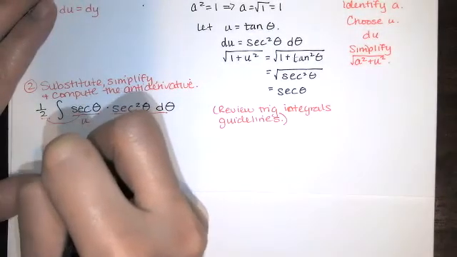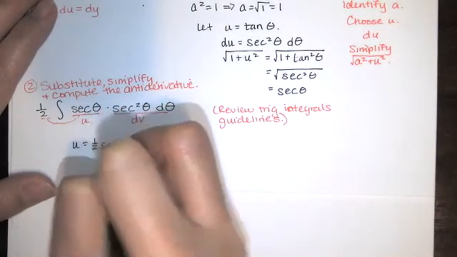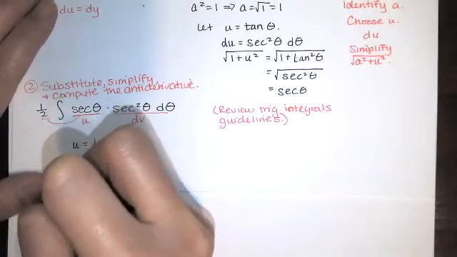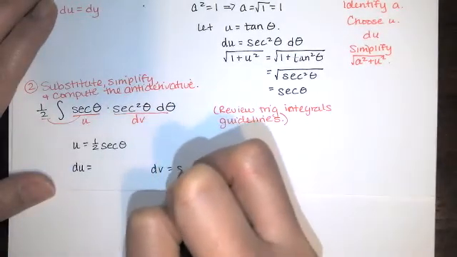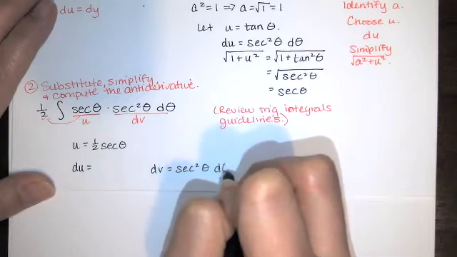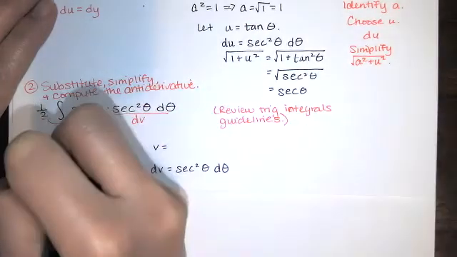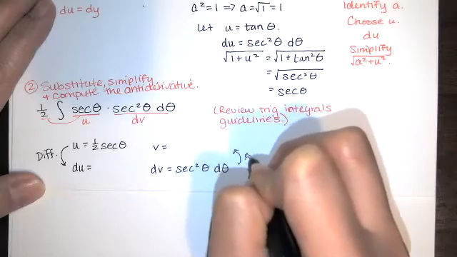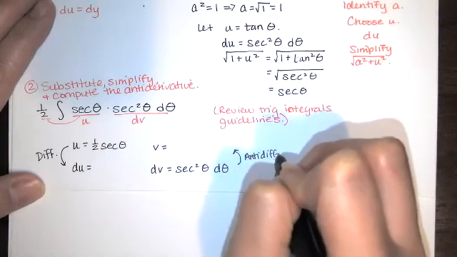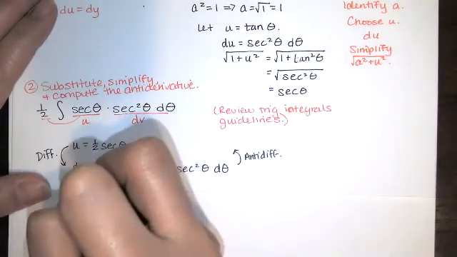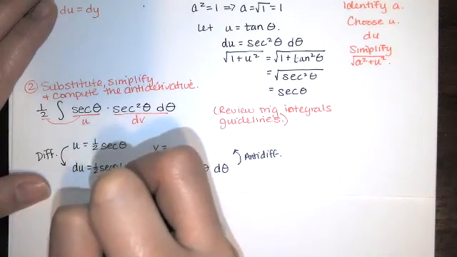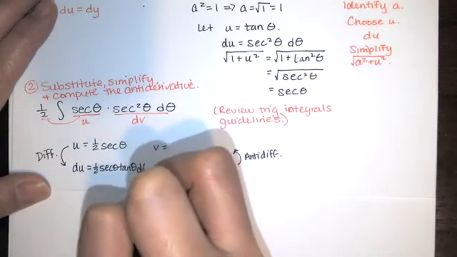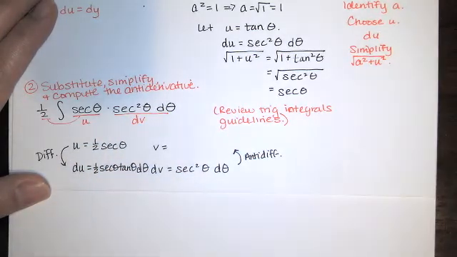So we've got u equals 1/2 of secant of theta, and we need to compute du. dv is secant squared theta d theta. We want to differentiate to find du and anti-differentiate to find v. The derivative of secant of theta is secant of theta times tangent of theta d theta, or du is the derivative times d theta, and dv is the antiderivative of secant squared, which is tangent.